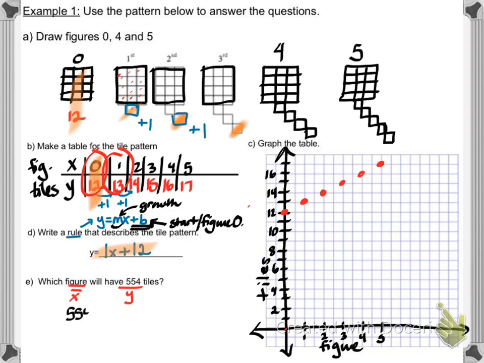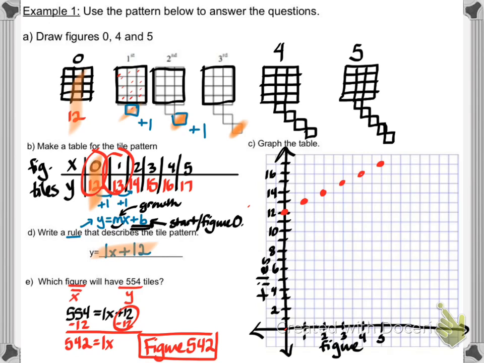So I'm going to take the rule, and I'm going to put 554 in for y, because that's the number of tiles, and I'm going to solve for x, because that's the figure number, and that's what I'm trying to find. Solving this equation is rather simple. Subtract 12 from both sides, 542 equals 1x. So my answer is figure 542. So thankfully I did not draw that, nor did I make a graph that went up to 542. So that's your answer to question E.